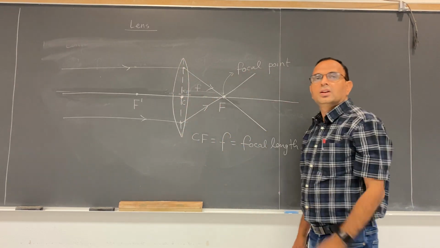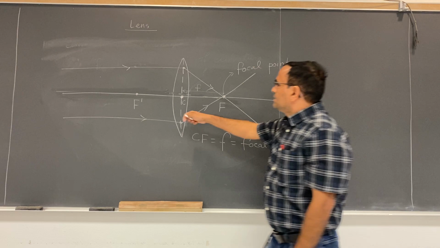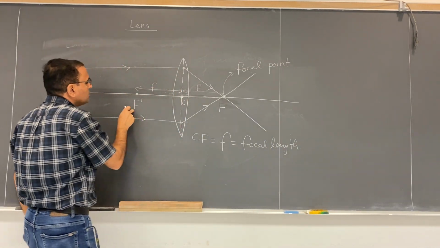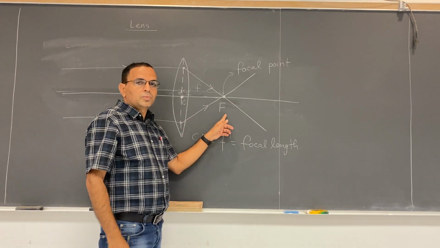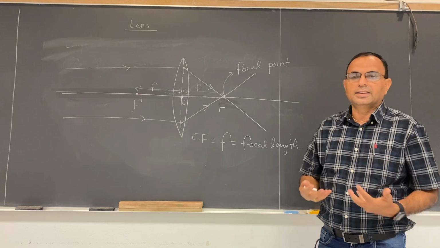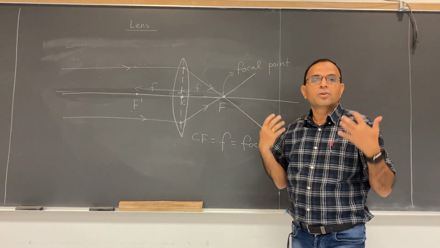So you have two focal lengths. This is also F. This point is also the focal point. This is also the focal point. So on either side of the convex lens, you have a focal point and a focal length.